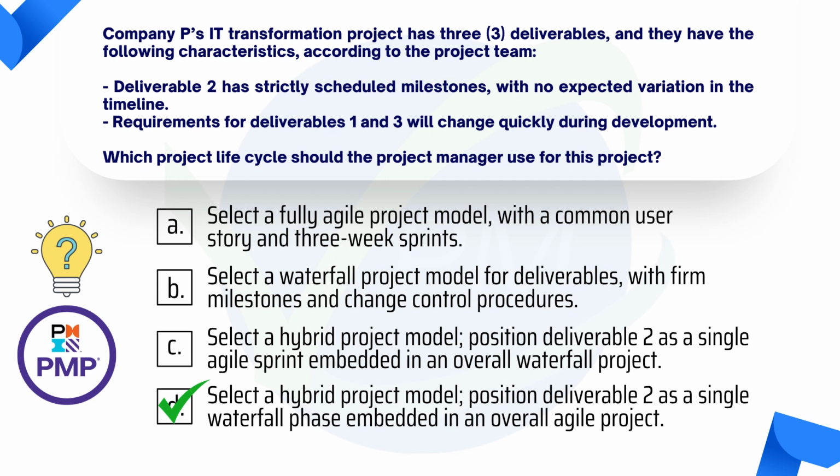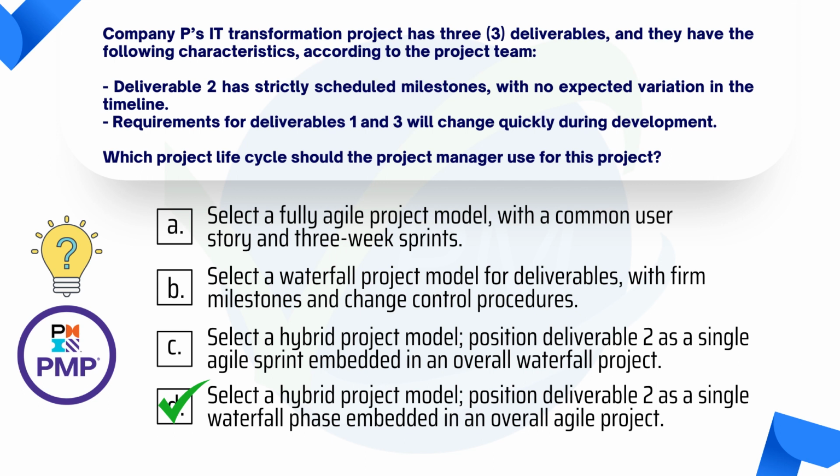You do have the scheduled milestone. So this means that you're quite confident about deliverable 2, right? So this generally would say that it's more predictive, so more waterfall. Then if you look, it says requirements for deliverables 1 and 3 will change quickly during development. This actually says that your requirements are not really bedded down, and they will change during development, because it probably will change based on the feedback that you are going to get from the stakeholders. And this means that it will follow more of an agile approach.